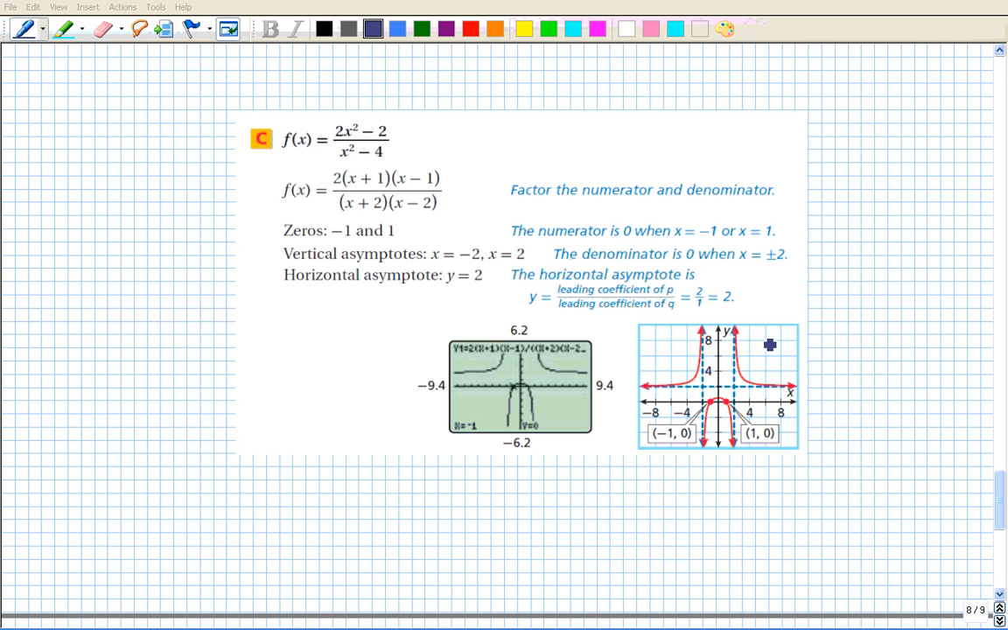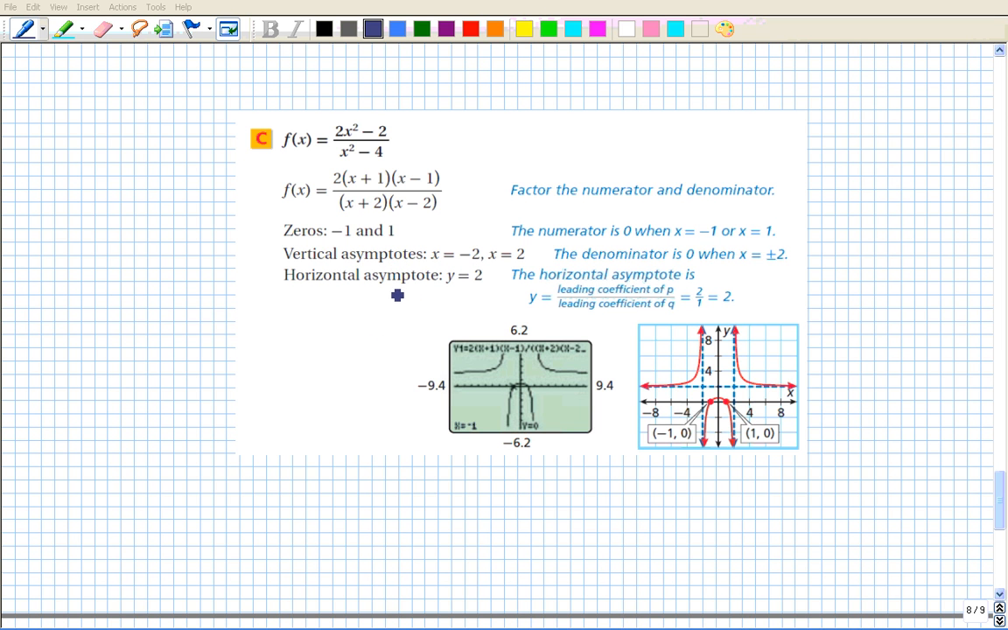So we have one more example here. It's a little bit strange before we learn about one more thing. And let's do the same thing. So we take out the greatest common factor of 2, and you factor that x squared minus 1, that's a difference of 2 squares, and factor the denominator, which is a difference of 2 squares. You'll get your zeros of negative 1 and 1 from the numerator equal to 0. The asymptotes are negative 2 and 2 from the denominator equal to 0.